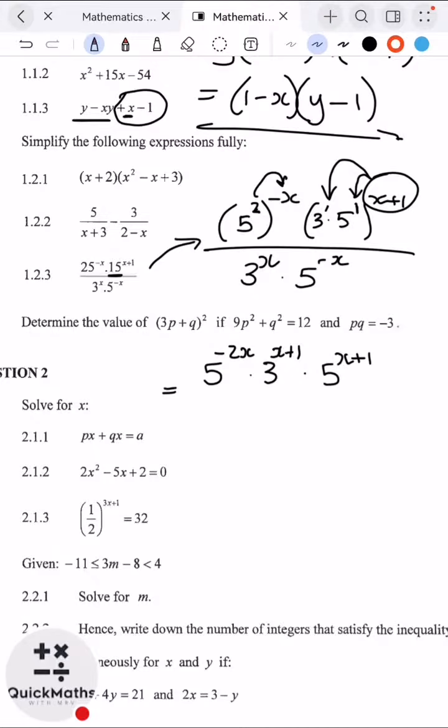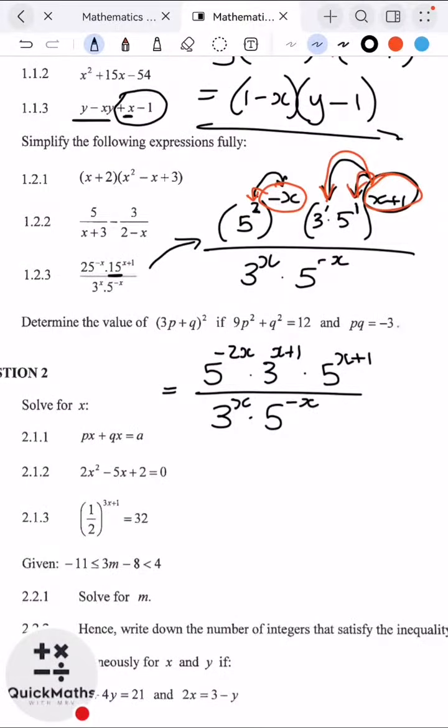What happened? This exponent multiplied with the 2, that's where we got the minus 2x. This entire exponent, x plus 1, multiplies with that exponent of 1. Anything times 1 stays the same. And again, that entire exponent multiplies with that 1. That's where we get that. Denominator, we didn't change it at all, so let's leave the denominator the same: 3 to the power of x times 5 to the power of minus x.